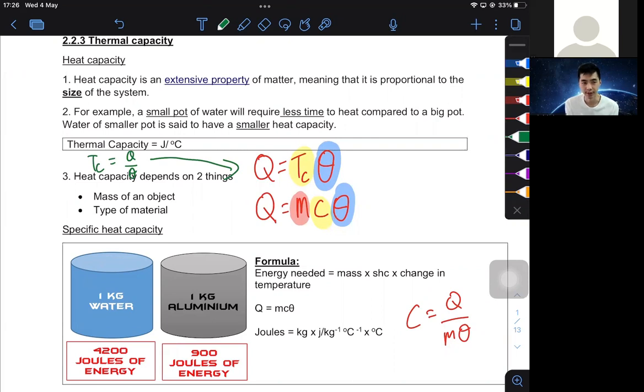But please make sure you understand everything. This chapter is actually very important. It's the only calculation chapter in your thermal physics, guys. All right, everyone.